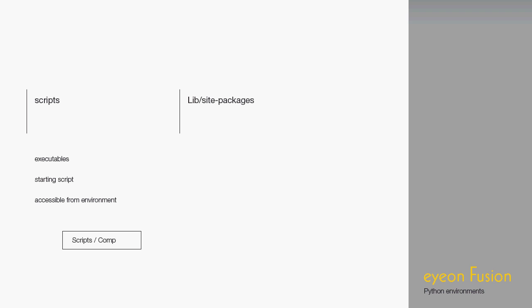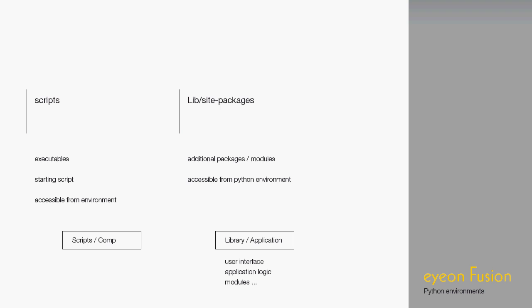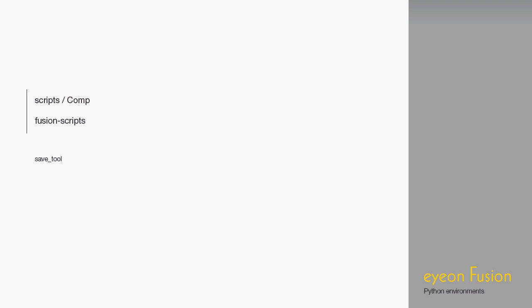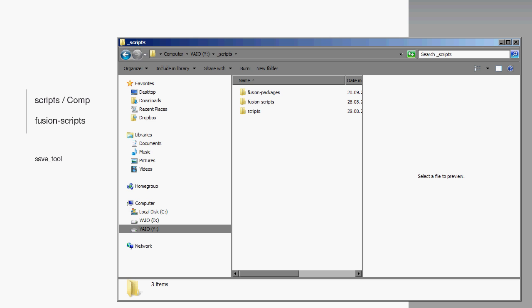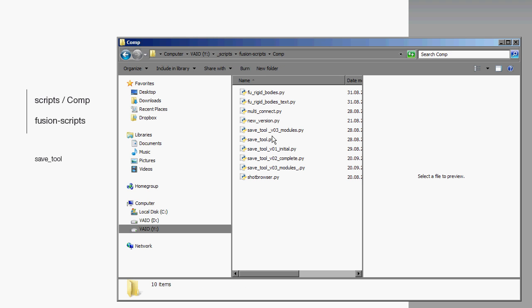And the other type is the so-called lib site packages folder. Here you can put additional packages or modules, and they are accessible from all your Python environment. You can use this for libraries or bigger applications, so you can put in user interfaces, application logic, or modules in there. In our case, I have the scripts comp folder, in this case my custom Fusion scripts folder, and here is my triggering script, save tool.